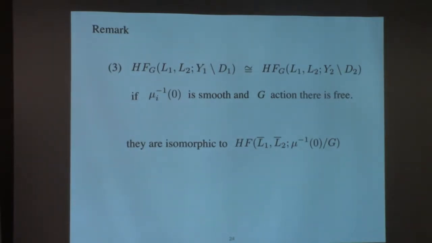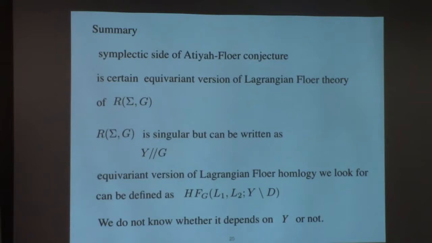So the issue is whether these three cases are good enough to convince us that this is well defined, but I don't know. It might even be the case that it is not invariant. So the summary is that the symplectic side Floer conjecture for any G is certainly the equivariant version of Lagrangian Floer theory of this. But this space is singular, and it is written as a symplectic quotient of something smooth, and then we can realize it as an equivariant Lagrangian Floer theory of a divisor complement of the smooth thing. However, we do not know whether it depends on this compactification Y or not. So that's the situation.